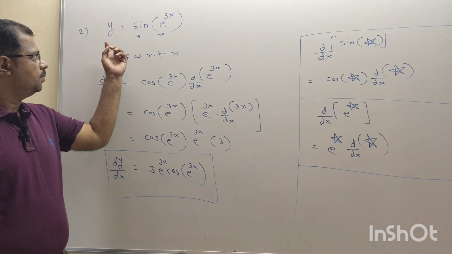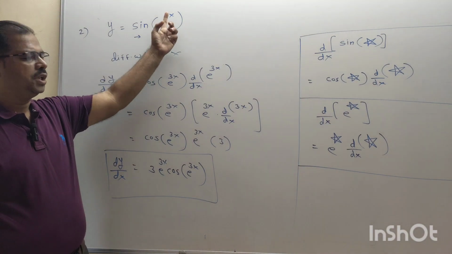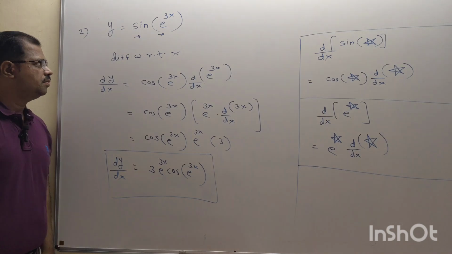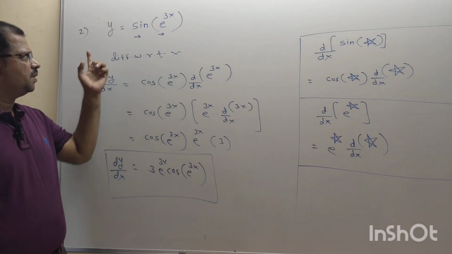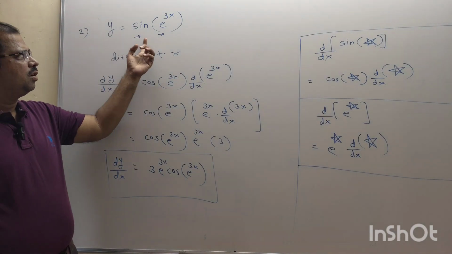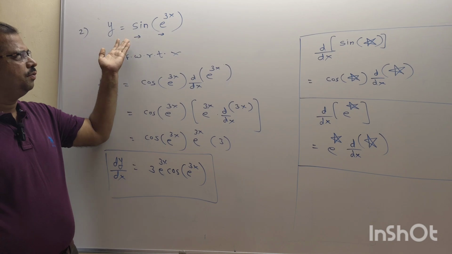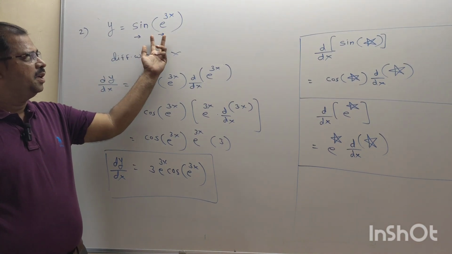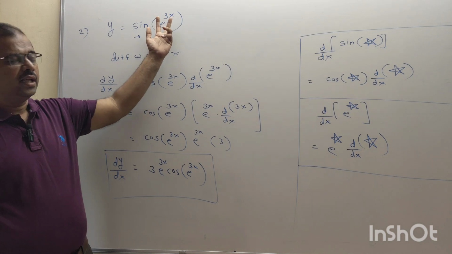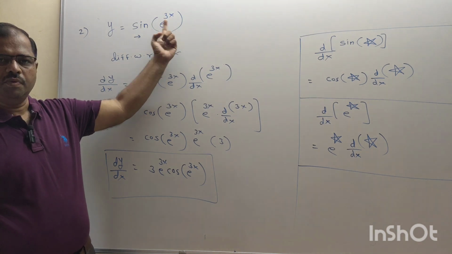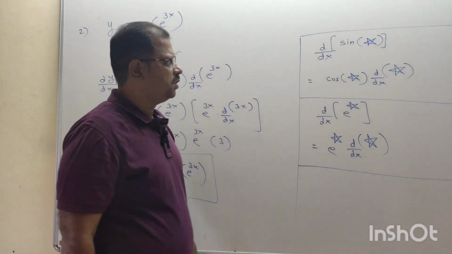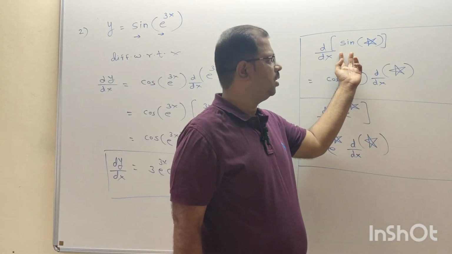In the second problem, y is equal to sine of e raised to 3x, is the given function. If we differentiate with respect to x, dy by dx, the outer function is sine. If we go towards x, the outer function is sine, the middle function is e, and the inner function or inner term is 3x. Therefore first we have to take the derivative of sine of some term.